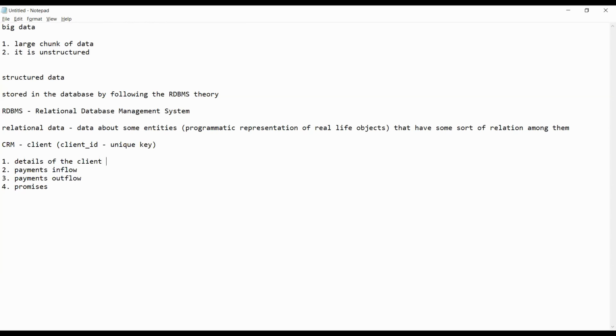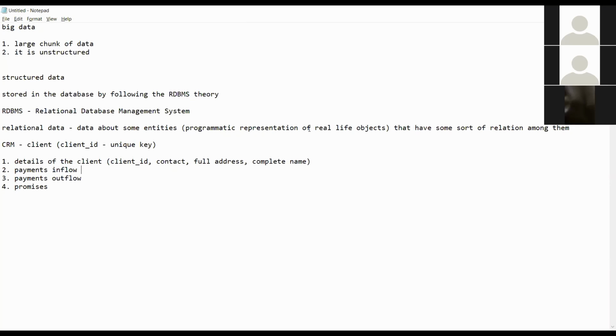Details of the client means his email ID, basically contact information: email, phone number, whatever that is. Then maybe his full address, his complete name, whatever else you want to put there. But here is one more thing, that is client ID. Now let's talk about the payments inflow.